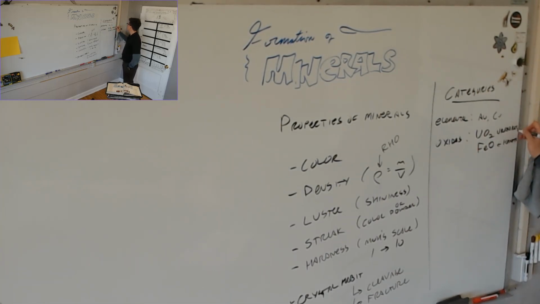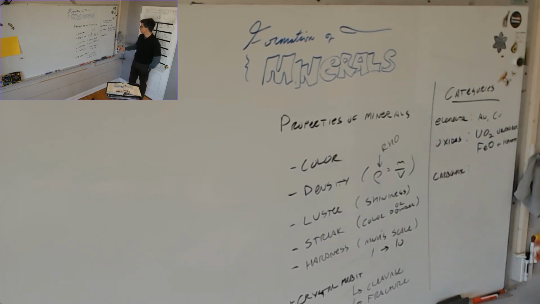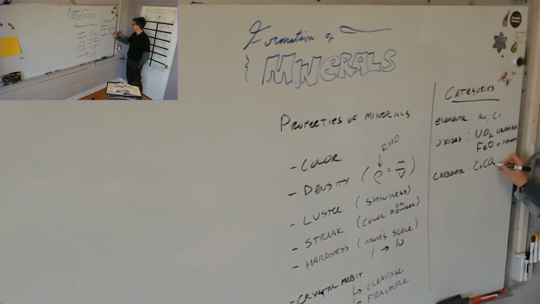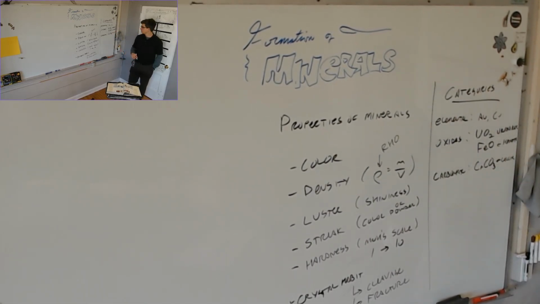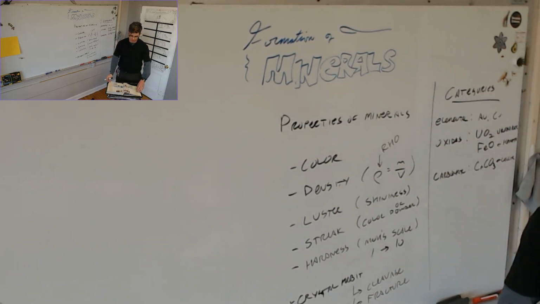Uraninite. Do you notice a trend in mineral names? What do they usually end with? Ite. Yep, ite. Carbonate minerals are really important. Calcium carbonate is usually called calcite. I put hematite. You don't need to know the mineral names. I'm just giving you examples. Carbonate minerals have this carbonate group here, CO3, attached to them.